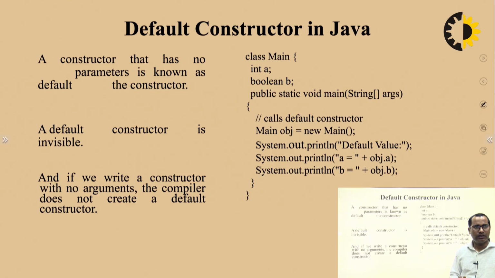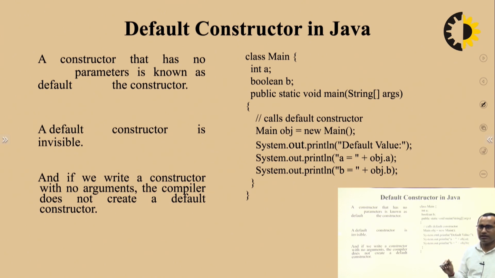Again, I am repeating, the default constructor is invisible. That means it is implicit in Java and it is automatically created. We don't even need to write the constructor. If we have not written one, the compiler will create a default constructor. The job of the default constructor is to initialize the objects with default values. Like if we have an integer value, it will be initialized with the default value 0. Data types have default values, and the job of the constructor is to initialize the object with those default values.